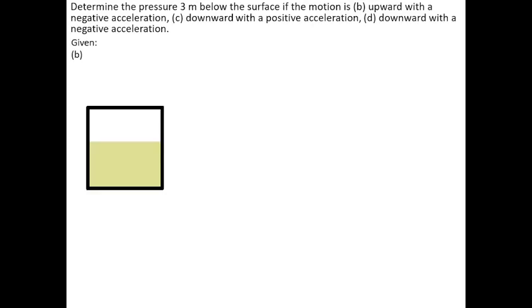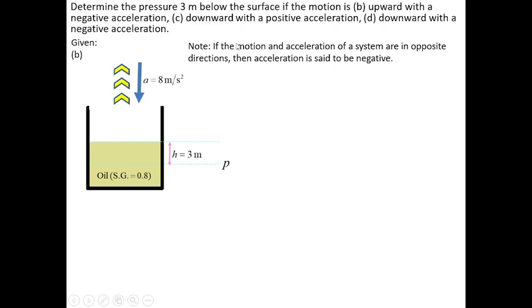Next, letter B, upward with the negative acceleration. So, dahil negative acceleration, ibig sabihin nun, habang pataas siya, bumabagal yung kanyang bilis. So therefore, opposite ang direction ng acceleration sa path. So acceleration is 8 meter per second squared. Note, if the motion and acceleration of a system are in opposite directions, the acceleration is said to be negative.